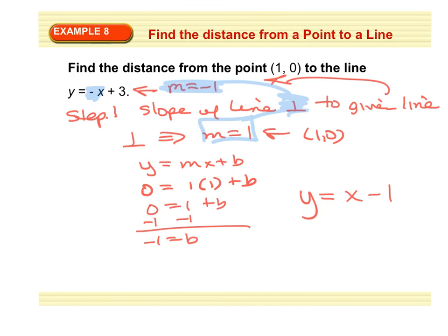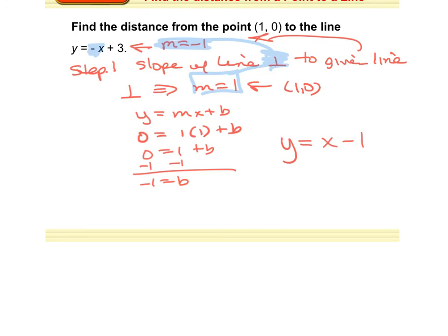Next step, I'm going to do a system of equations to find the point of intersection. You can either use the substitution method or the elimination method. If you've forgotten how to solve a system of equations, you might want to look up Khan Academy or just Google it and see if you can find some videos. But I'm going to go ahead and show you, and I'm going to use the substitution method. So I am working with the original equation, y equals negative x plus 3, and then the one I just created. I am going to use the substitution method because both of my equations are set equal to y. So I'm going to substitute what this y equals over here.